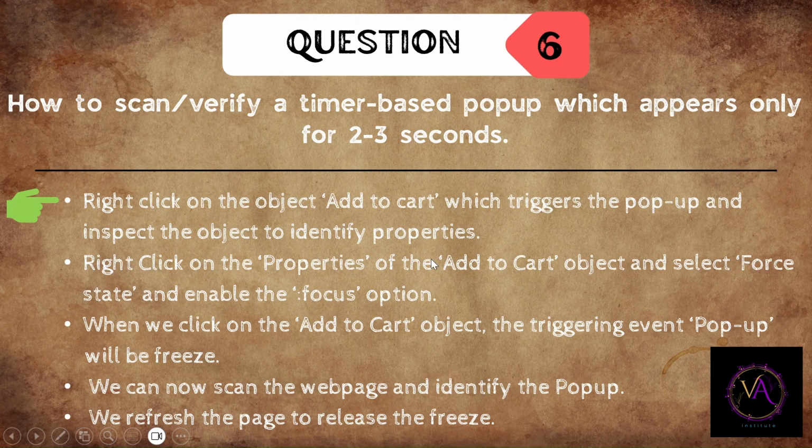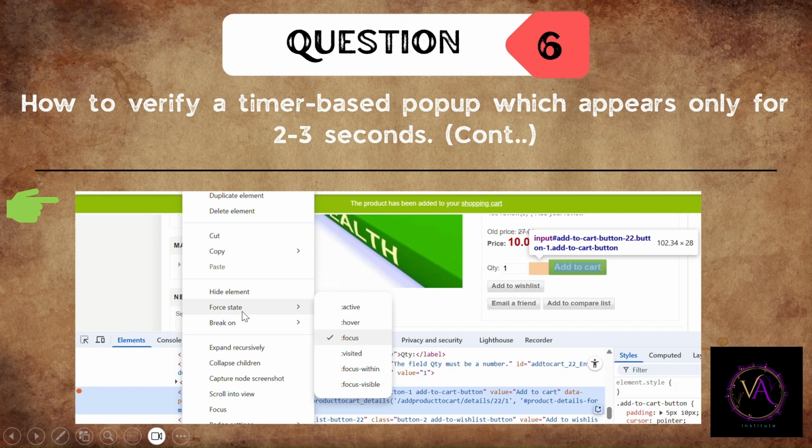Now right click on the properties of the add to cart object and select force state and enable the focus option. You see there is an option called focus here. If you go to force state, there is an option called focus. At first it will not be enabled. So what you do is you click on this force enable.